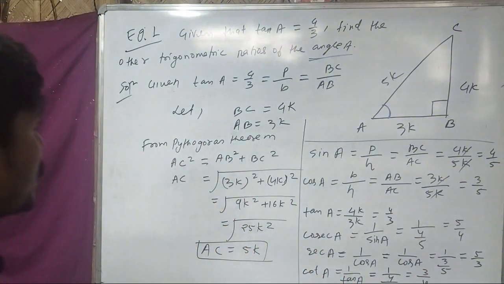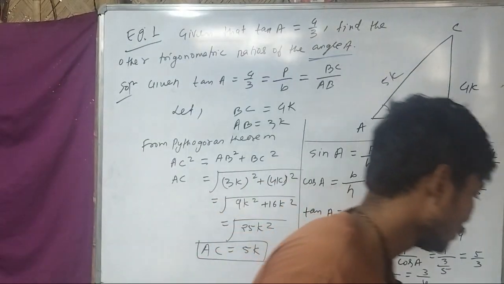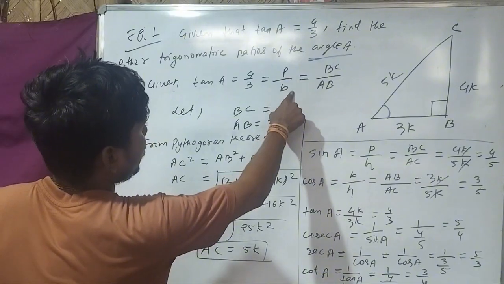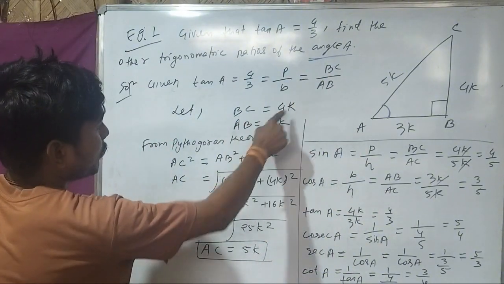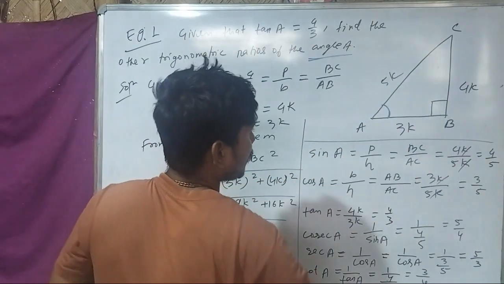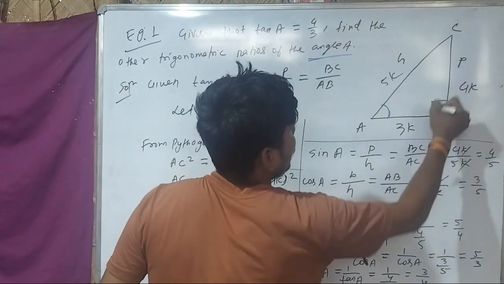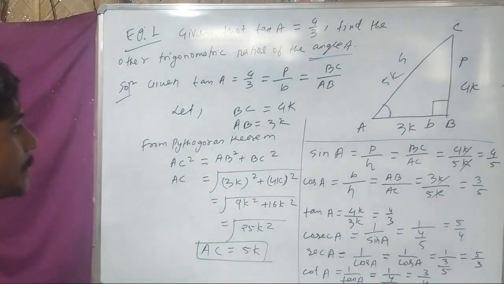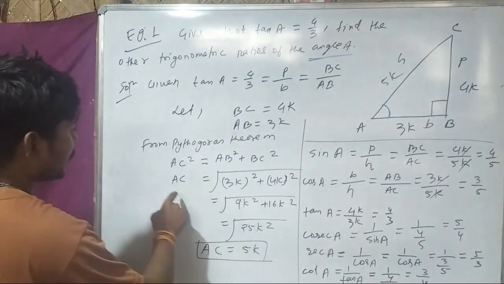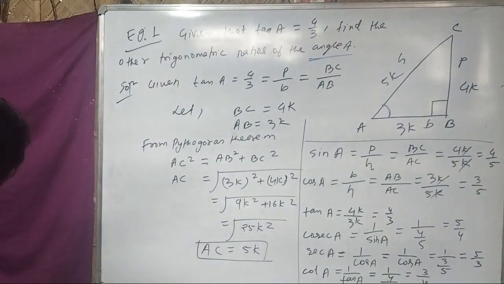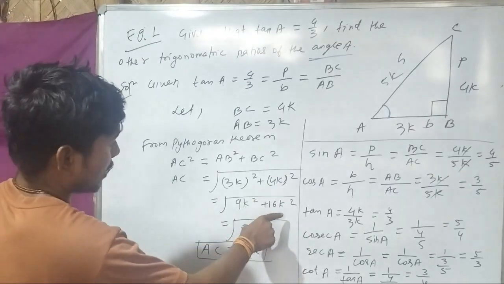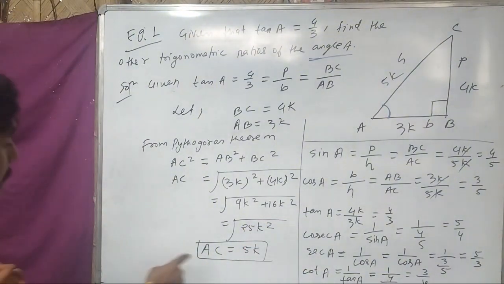So we have found all the ratios. I think you have understood. We took tan equal to 4 by 3, that means P by B, that means BC by AB. So let BC equal 4K and AB equal 3K. Then use the Pythagoras theorem: AC square equals h square, which equals p square plus b square, that is AB square plus BC square. So 3K square is 9K square and 4K square is 16K square, so we get 25K square, and AC equals 5K.